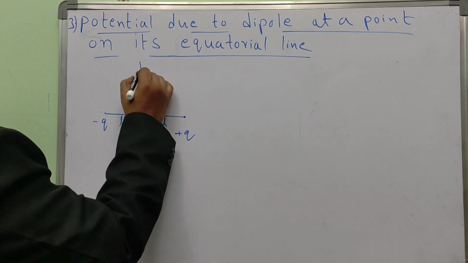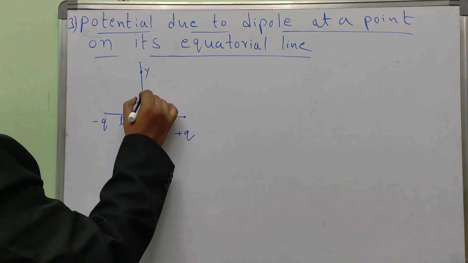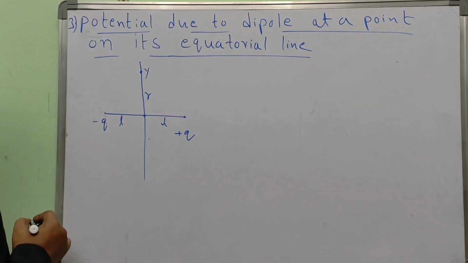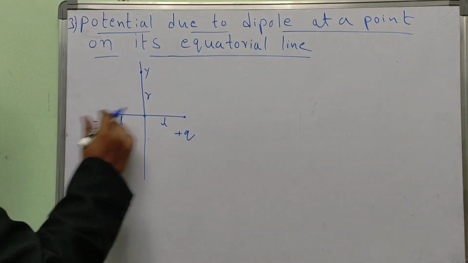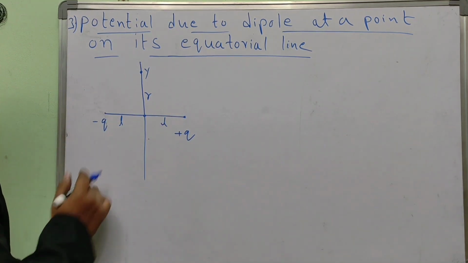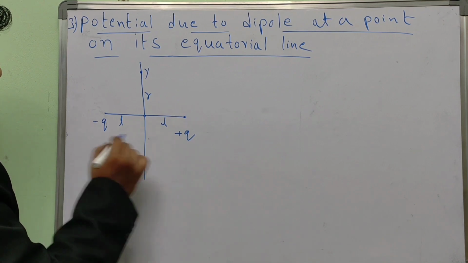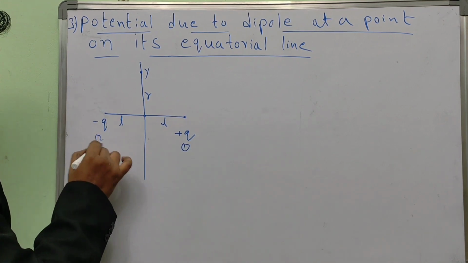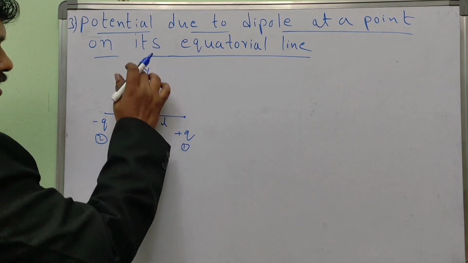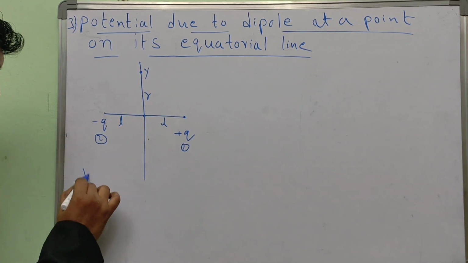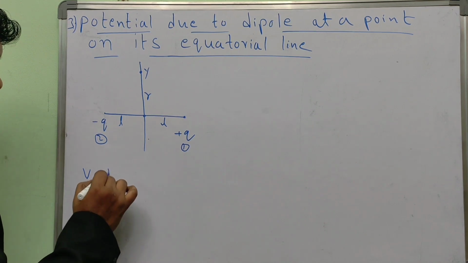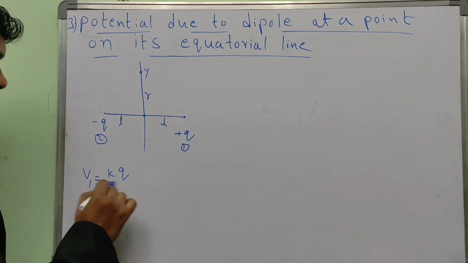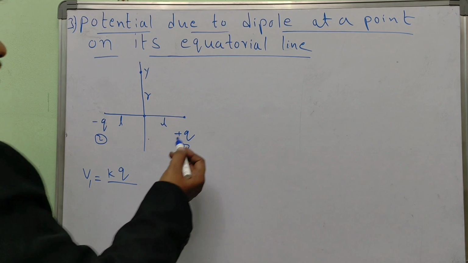So I am going to consider any point Y, which is at a distance r from the center of the dipole. At this point I need to calculate potential due to the dipole. I am going to consider this is the first charge and this is the second charge. What is the potential because of the first charge at this point? So V1 is equal to, because of the positive charge, K into charge by distance.